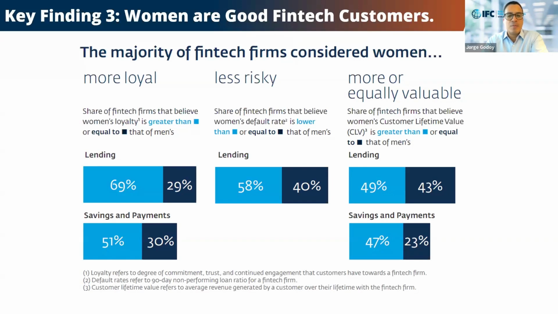For example, the survey found that 69% of lending fintechs believe women's loyalty is greater than or equal to that of men. Also, fintechs believe women customers have better payment performances because they have greater financial discipline and a greater aversion to defaulting on payments. And this is something we have been hearing ever since we've been dealing with microfinance services and other types of services for servicing women. In fact, 58% of lending firms consider that women's default rate is lower than that of men, and 40% believe it is equal. Also, 49% of lending fintechs believe that women customers' lifetime value is higher than that of men's, and 43% believe that it is equal.